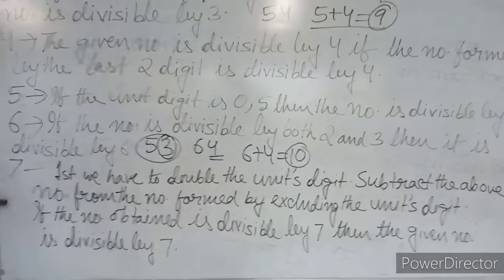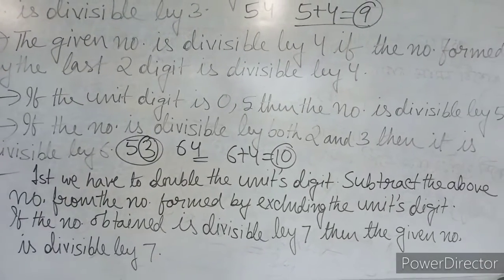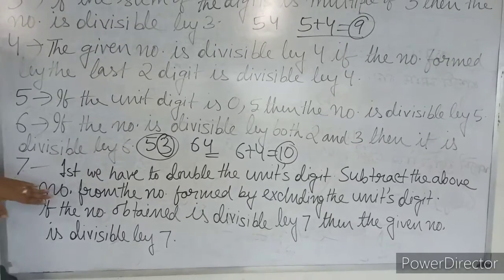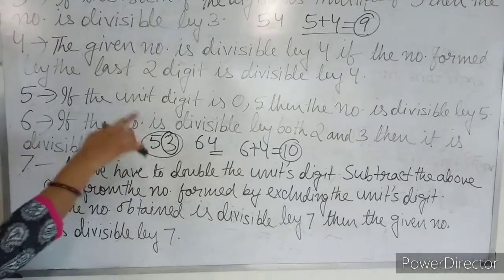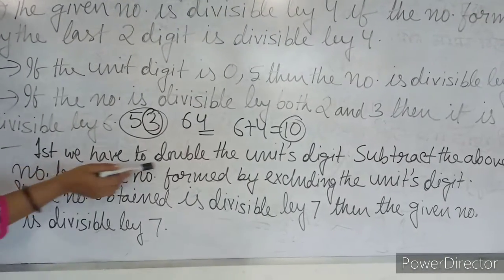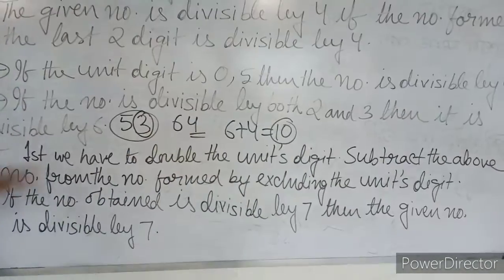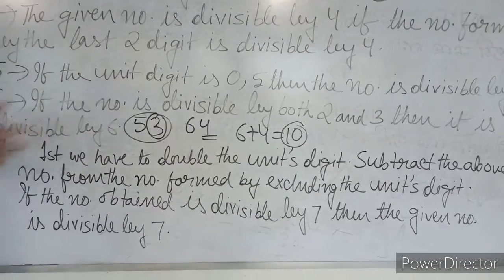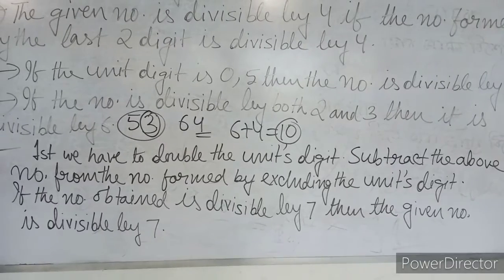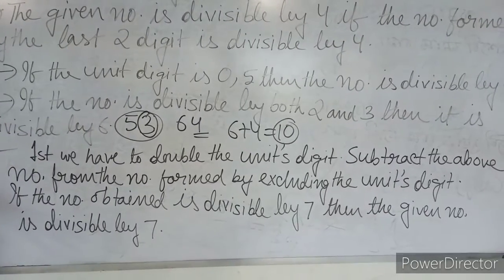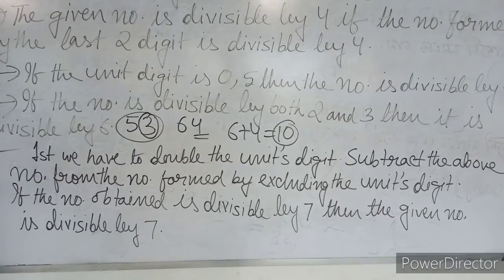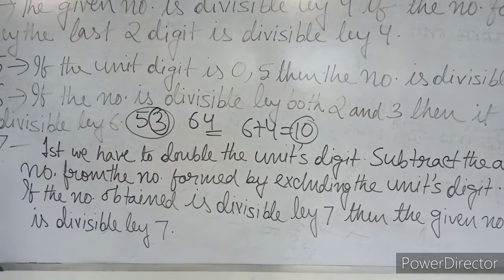Divisibility rule of 7. This is very important. This rule you have not learned till now, so you have to know this rule. Whatever number is given to you, first we have to double the units digit. Whatever may be the units digit, you have to make it double. Then subtract that from the number formed by excluding the units digit.